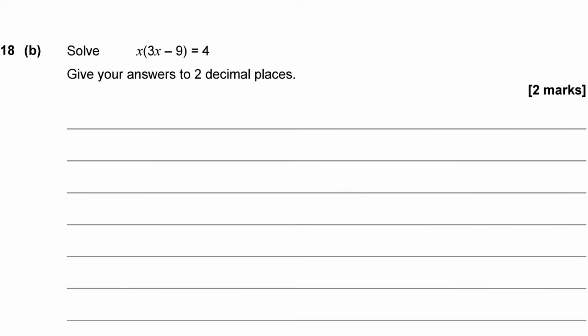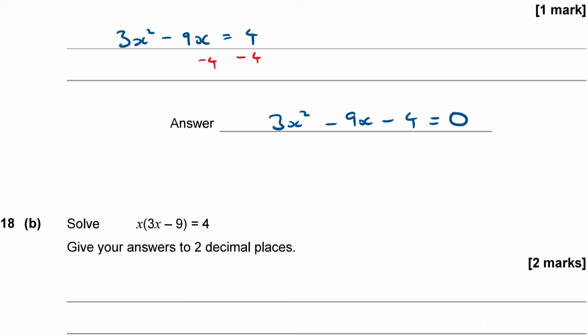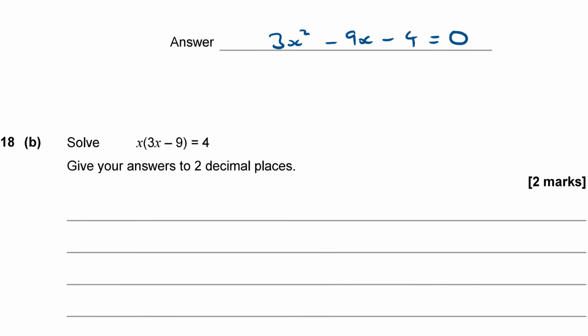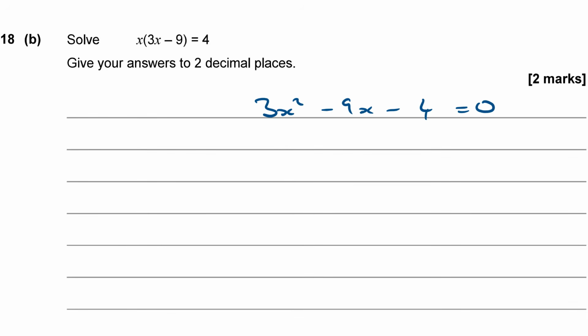And part B says solve x times 3x minus 9 is equal to 4, and give your answers to 2 decimal places. Well, we're going to use our rearrangement from part A, aren't we? So I'm just going to rewrite down what we just had. So we've got 3x squared minus 9x minus 4 is equal to 0. Okay, now give me the answer to 2 decimal places. That's a really big hint to tell me that I'm going to be using the quadratic formula here.